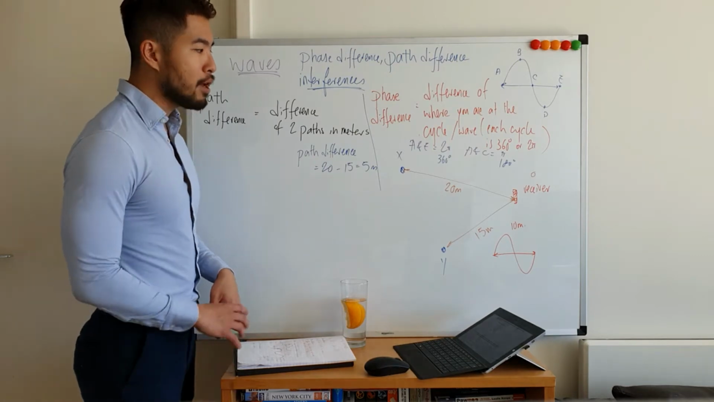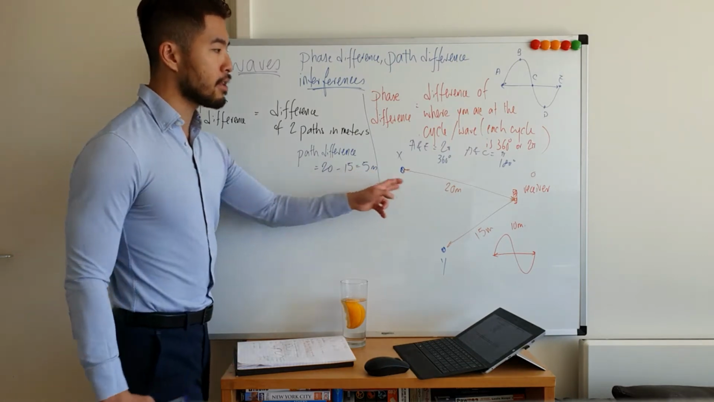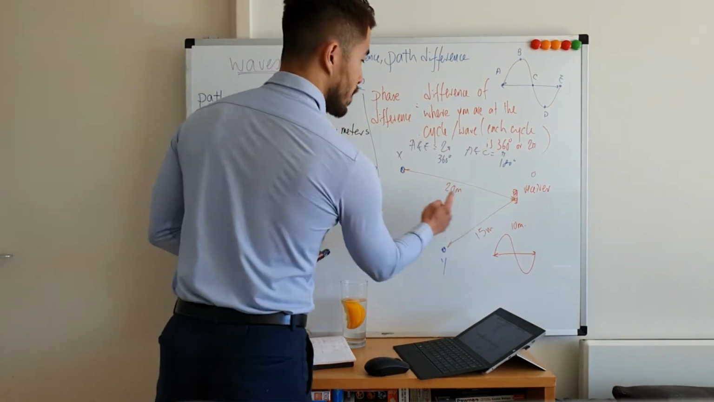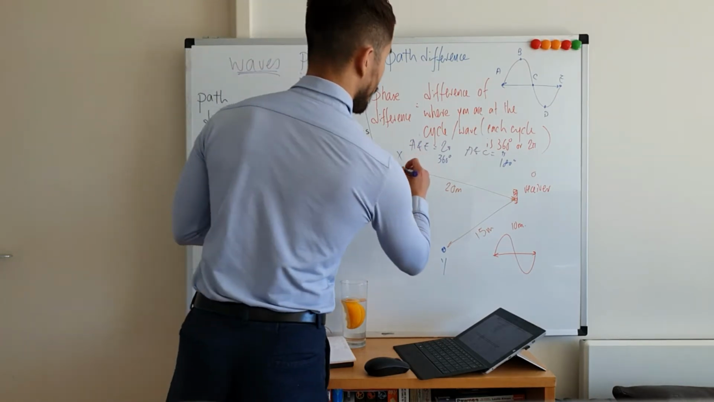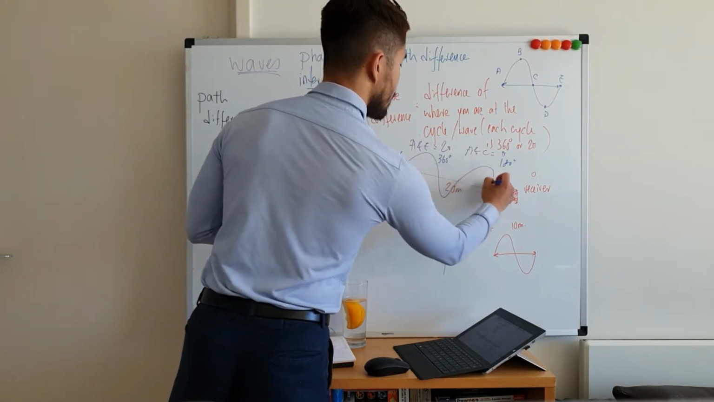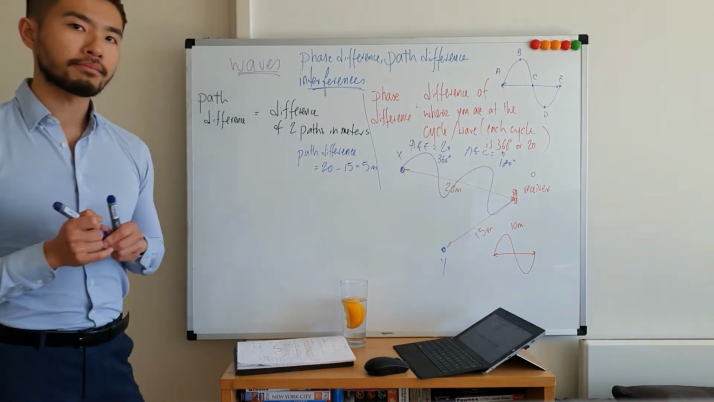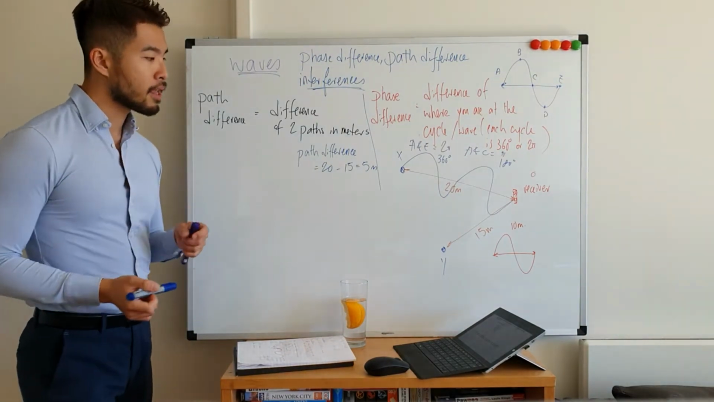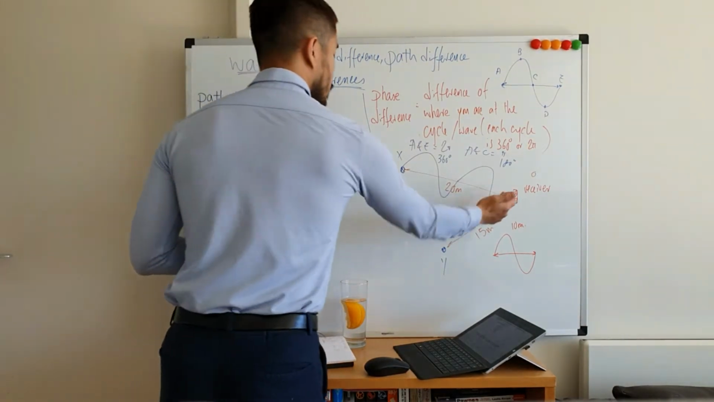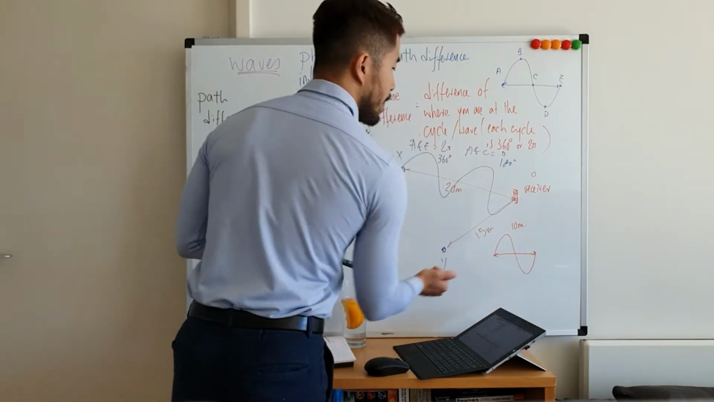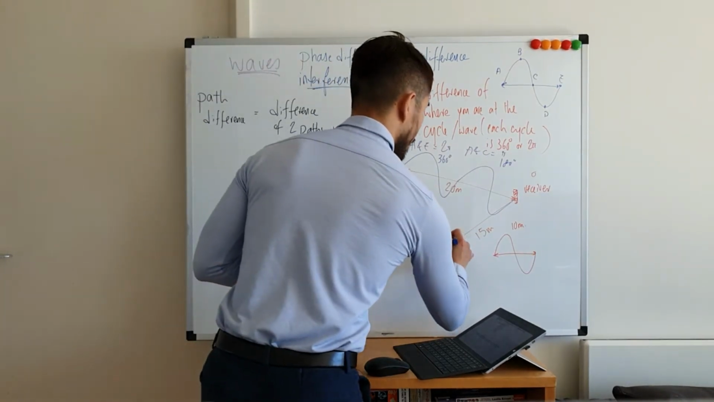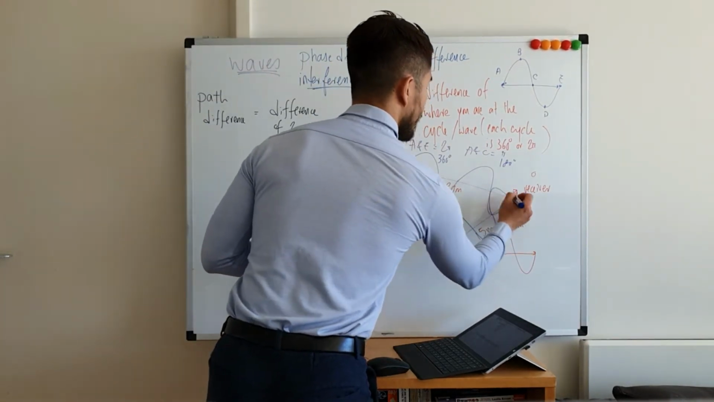So, how many waves can we fit into X and O? Okay, with a wavelength of 10 meters, that's 20 meters. I can fit in one wave and two waves. All right. Now, how about Y and O? If the wavelength is 10 meters, I can fit in one wave and a half.